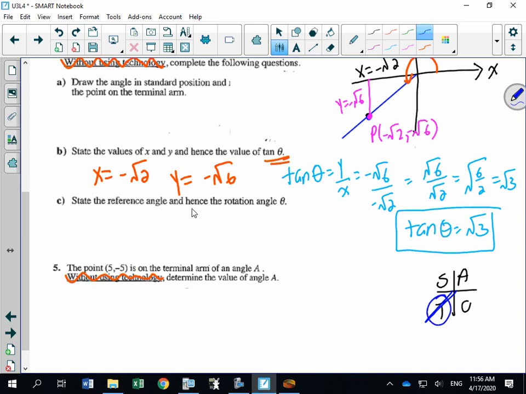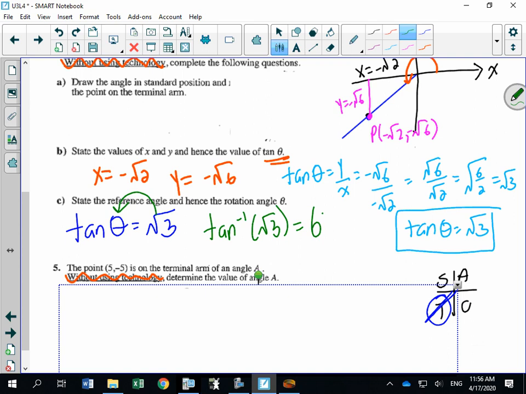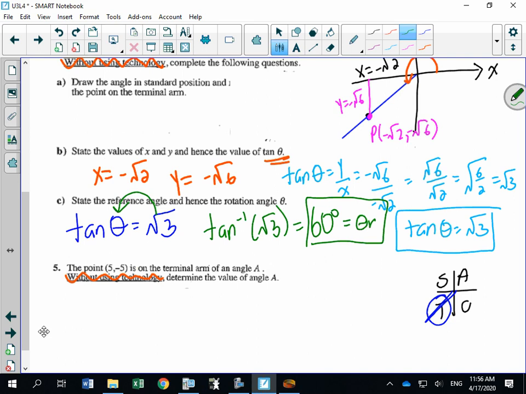Okay, state the reference angle and hence the rotational angle. So we need to use this answer. So tan of theta is equal to root 3. We are figuring out an angle, so we are doing an inverse function. So the inverse tan of root 3 is equal to 60 degrees. So remember, whenever we do an inverse function, that always gives us the reference angle. Okay, so we just did the reference angle.